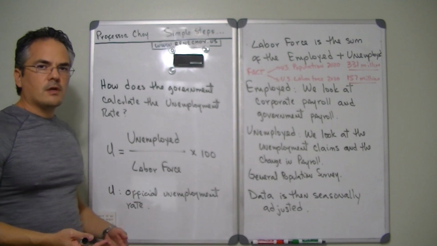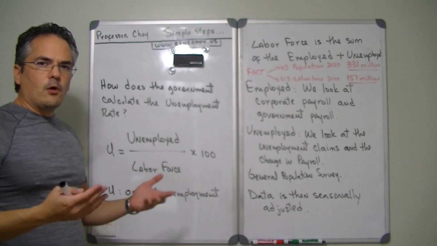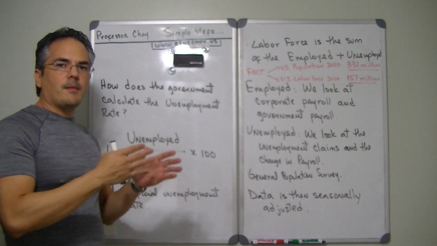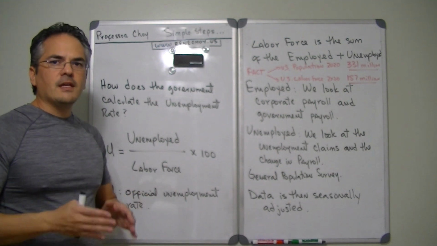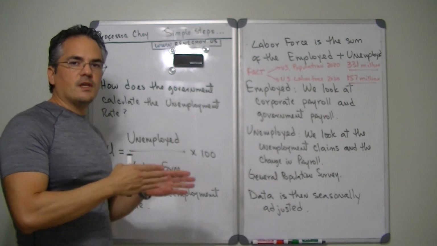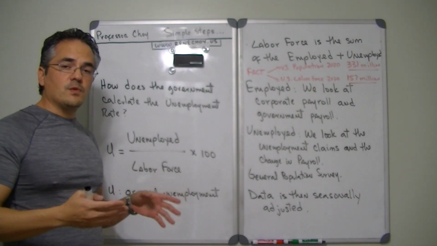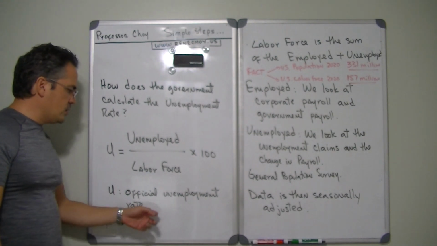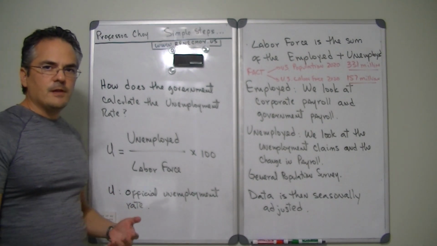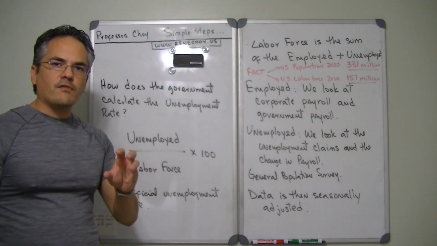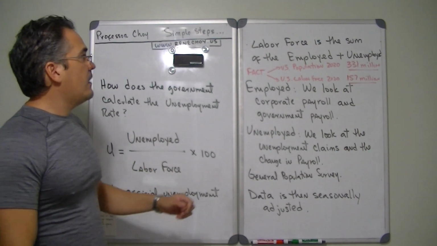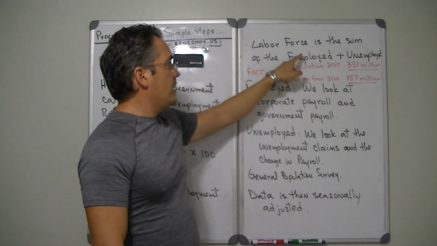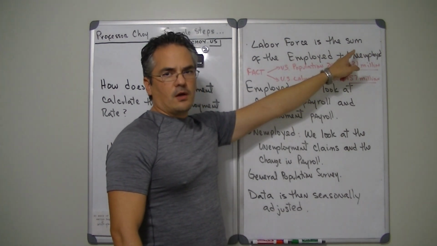So whenever your government says the unemployment rate is, say, 10%, they're not saying that 10% of the population is unemployed. What they're saying is that 10% of the labor force is unemployed. And there is a big difference between the amount of people in the population and the amount of people in the labor force. So the official unemployment rate is really an estimate of the amount of people out of the labor force that are unemployed. Now, the labor force is basically the sum of the amount of people that are employed and the amount of people that are unemployed.